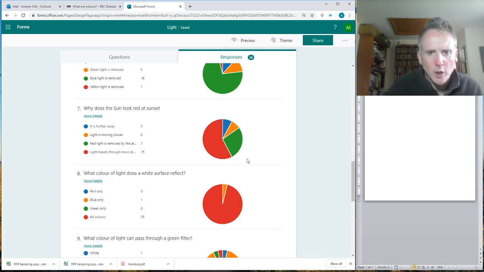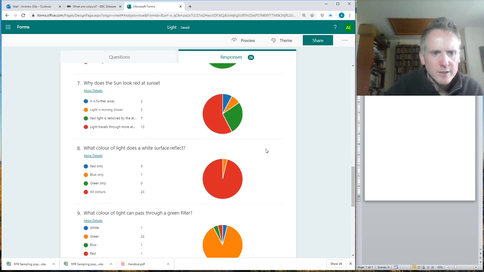And then a bit more contentious. Why does it look red at sunset? Some said it's further away. Are we ever further away from the sun? It's lower in the sky, but does that make it further away? Think about the orbit around the sun. I know it's not a fully round orbit, so there are times when we're slightly further away, but that's not a daily occurrence. Light is moving slower? No, it's not. Red light is removed? If red light was removed, it wouldn't look red. It'd look whatever colours are left.